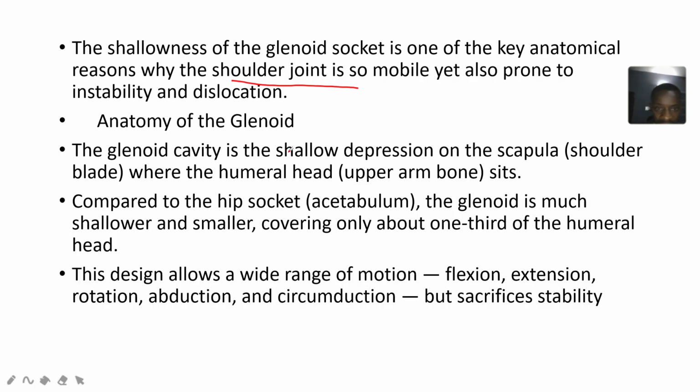The glenoid cavity is a shallow depression on the scapula where the humeral head sits. Compared to the hip socket, that's the acetabulum, the glenoid is much shallower and smaller and covers about one third of the humeral head. But it's supposed to be there. Any shallowness that is less than what it's supposed to be gives you instability always. It's designed to allow a wide range of motion, so you can flex, extend, rotate, abduct, and circumduct.